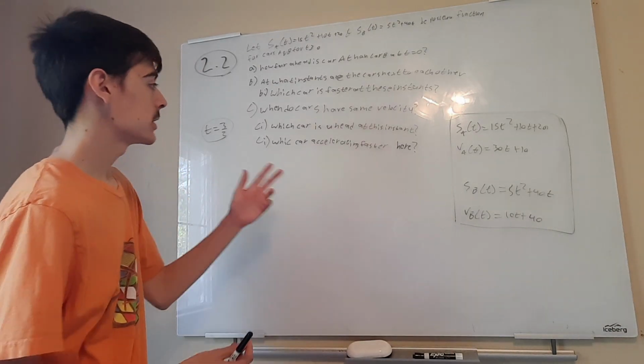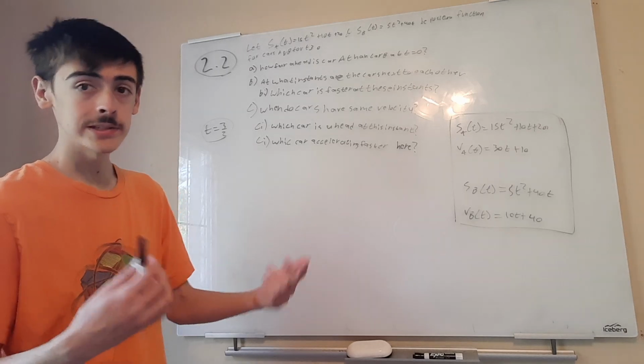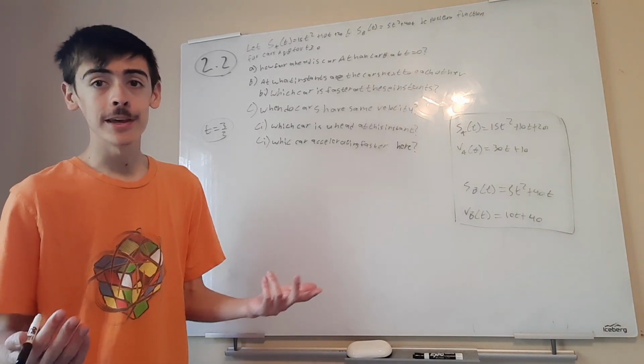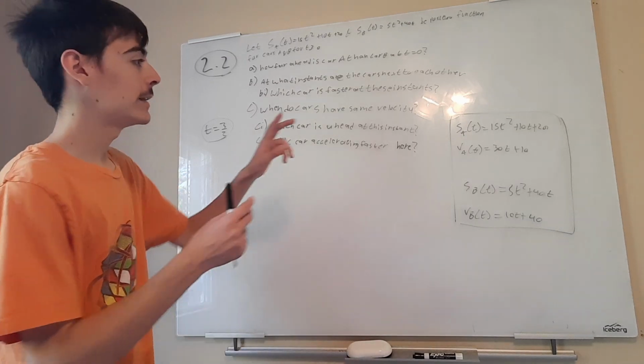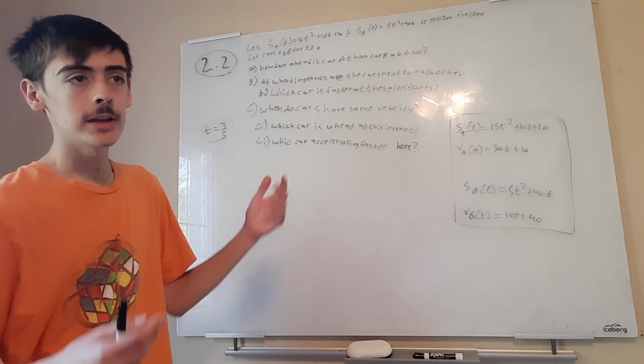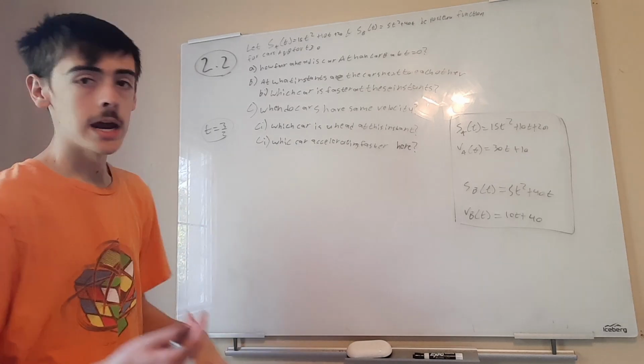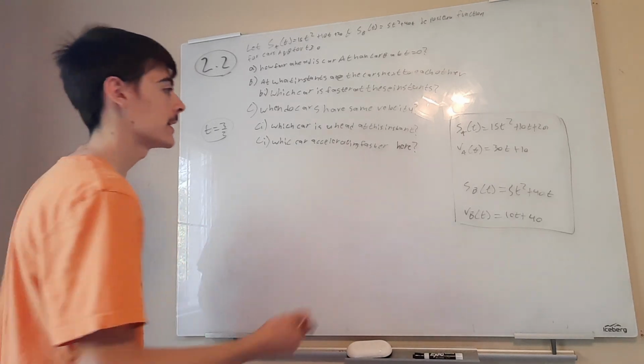Okay, the second sub-question of part C is also very similar. This one wants to know which car is accelerating faster at this time. So this time we do pretty much the same thing again, only with acceleration functions. We find their acceleration functions, we plug in t equals 3 over 2, and whichever one is the bigger number is accelerating faster.